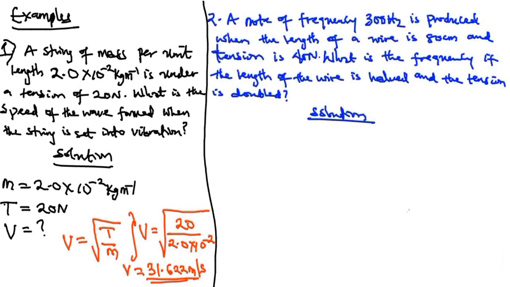Okay, so here's another question. A note of frequency 300 Hz is produced when the length of a wire is 80 centimeter and tension is 40 Newton. What is the frequency if the length of the wire is halved and the tension is doubled? Wow. So as usual, let's write out our parameters.